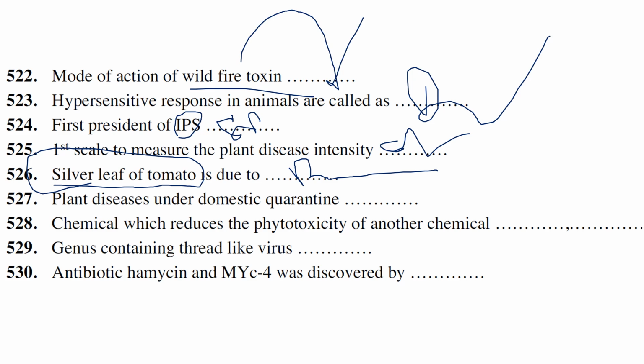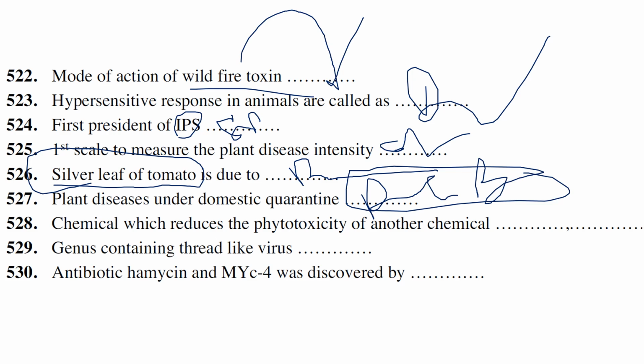Plant diseases under domestic quarantine. What are the different kinds of plant diseases under domestic quarantine in India? For example, we can take potato wart, golden cyst nematode, and banana bunchy top virus. These are all important diseases under domestic quarantine in India. Chemicals which reduce the phytotoxicity of other chemicals are known as safeners. Safeners are the chemicals which actually reduce the phytotoxic or toxic effect of other chemicals.